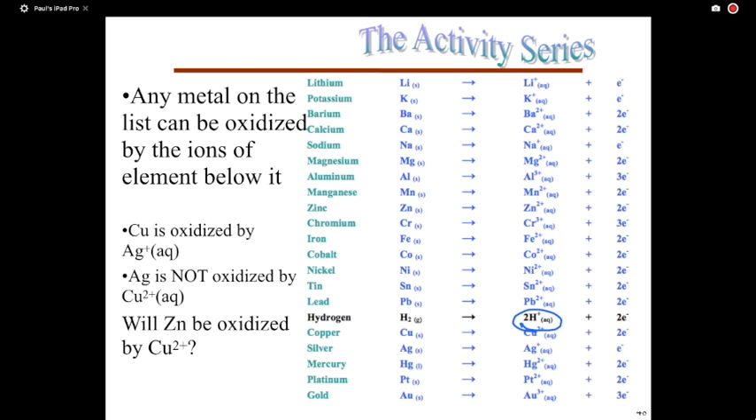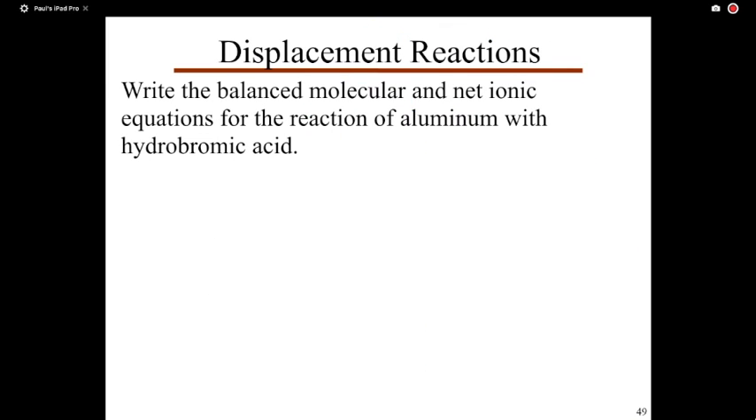All right, and it wanted us to react it with aluminum. Is the cation below the metal? Yes, the reaction will occur. Okay, so that complicates it. That actually makes us do a reaction.